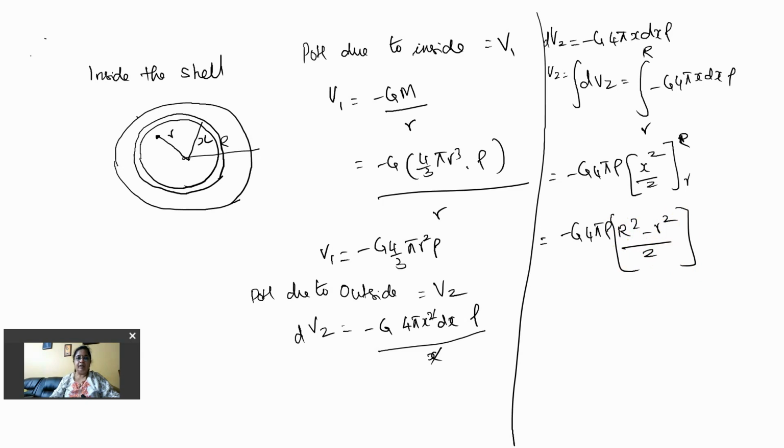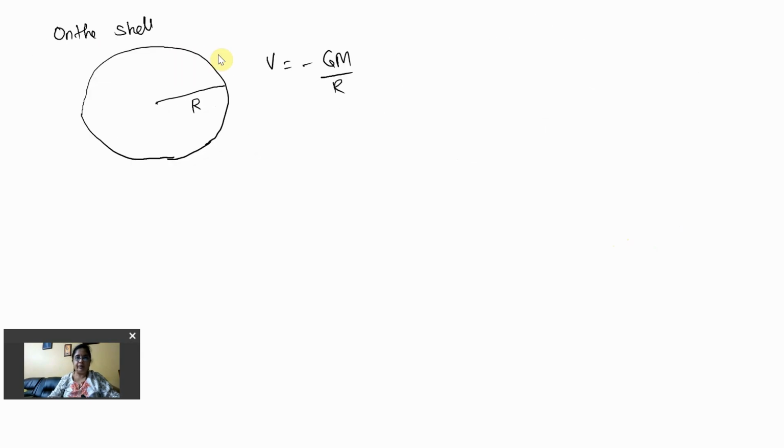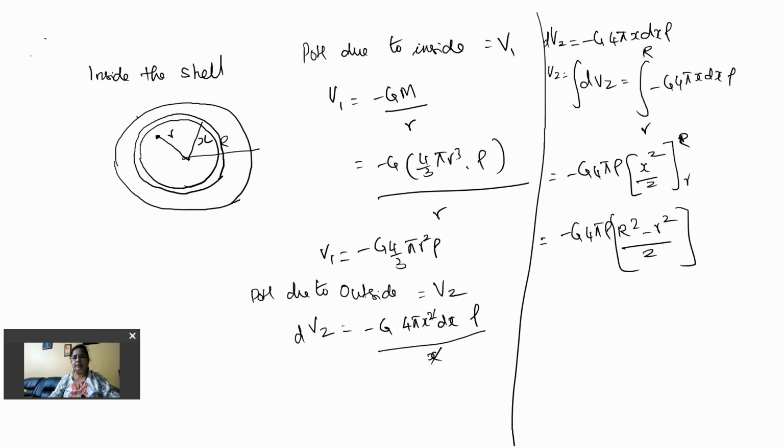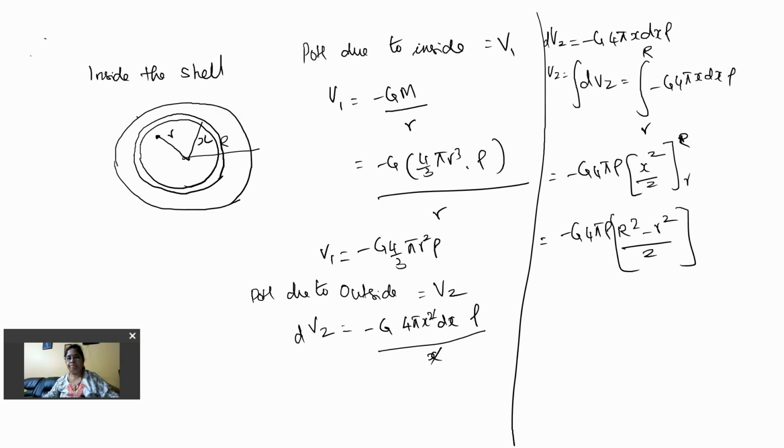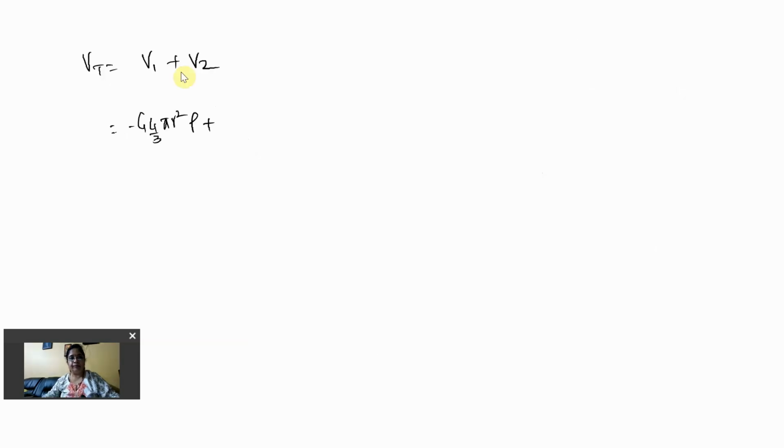Last step, we now need to find the total potential. I will call it Vt, which is equal to V1 plus V2. Let me fetch V1 first. I have it right here: minus G 4 by 3 pi r square rho. So minus G 4 by 3 pi r square rho plus V2, which is minus G 4 pi rho, R square minus r square, divided by 2.